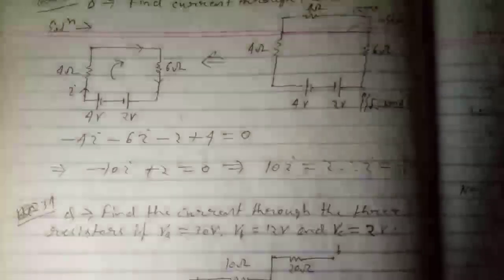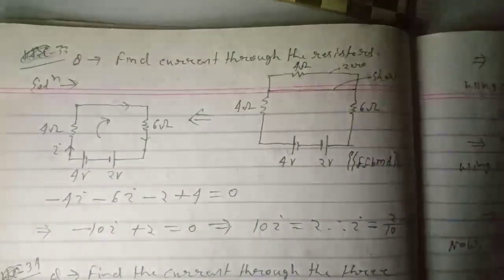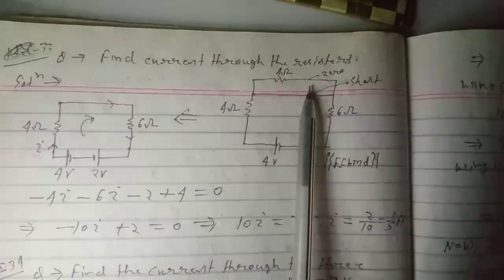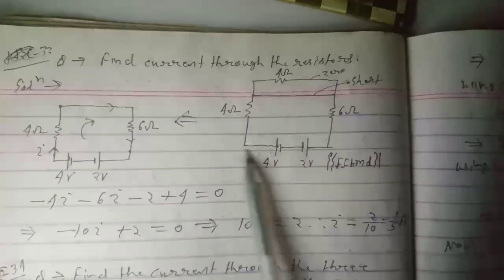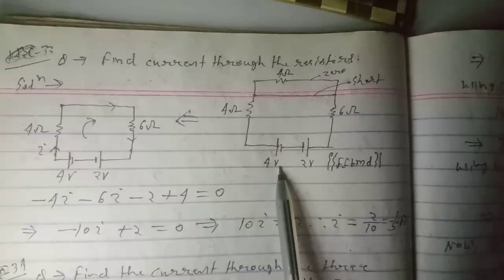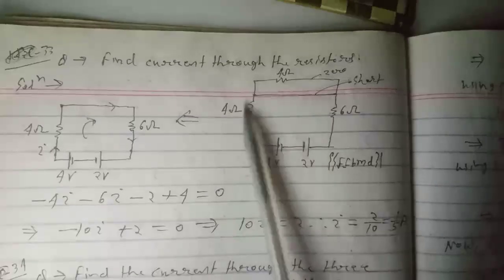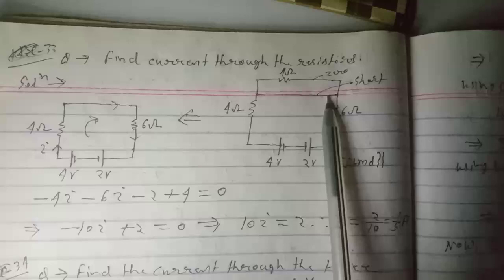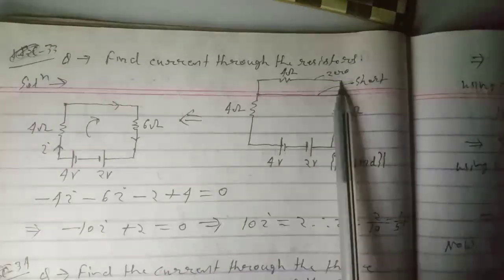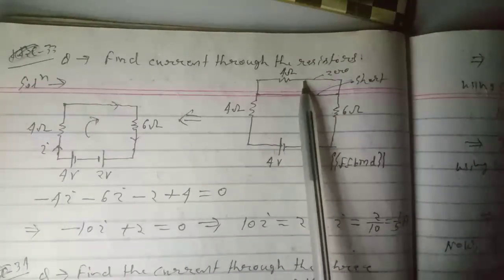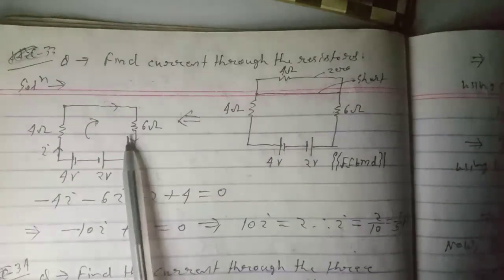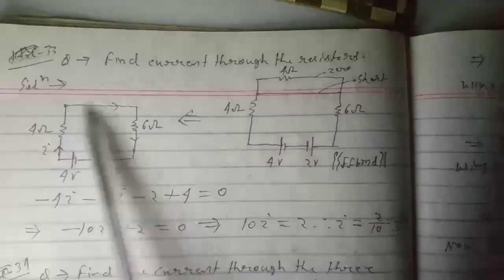Next, find the current through the resistors as shown in the figure. This is a 4 volt battery and a 2 volt battery, and these are the resistors connected, and again this is short circuited, so no current will flow through this circuit. Now our equivalent circuit will be converted like this.